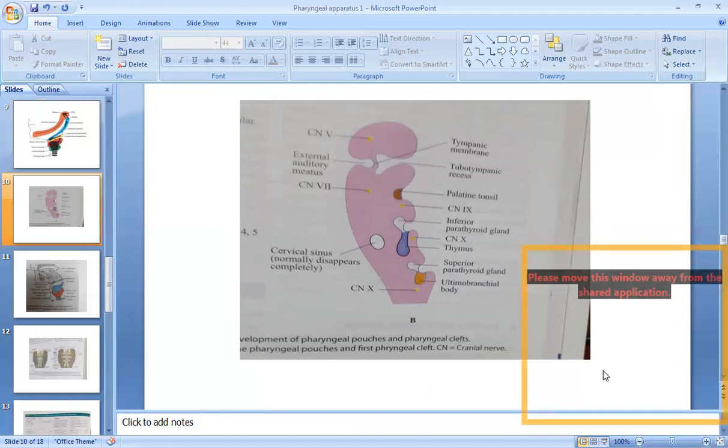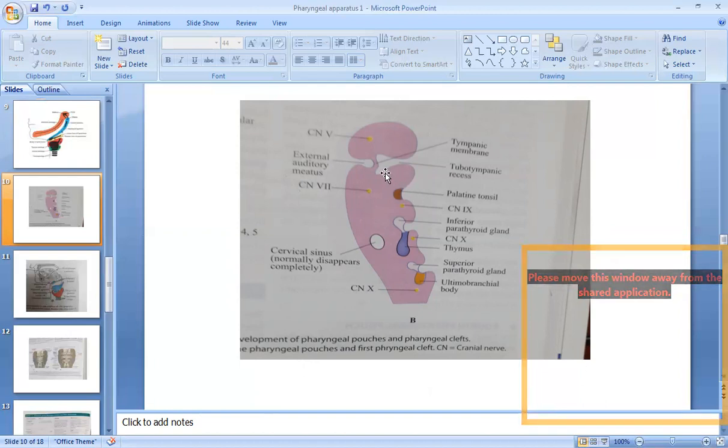Here, for simplification, you can see and appreciate the arches. The one above is the arch which is called the first arch, and the cranial nerve for that is the 5th one, which is called trigeminal.